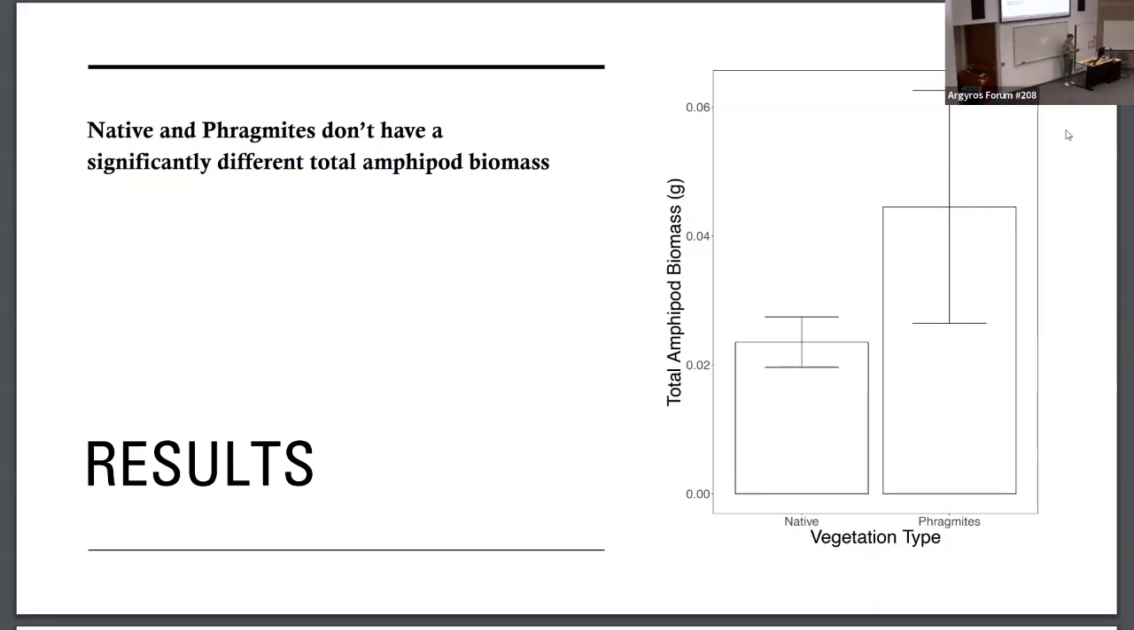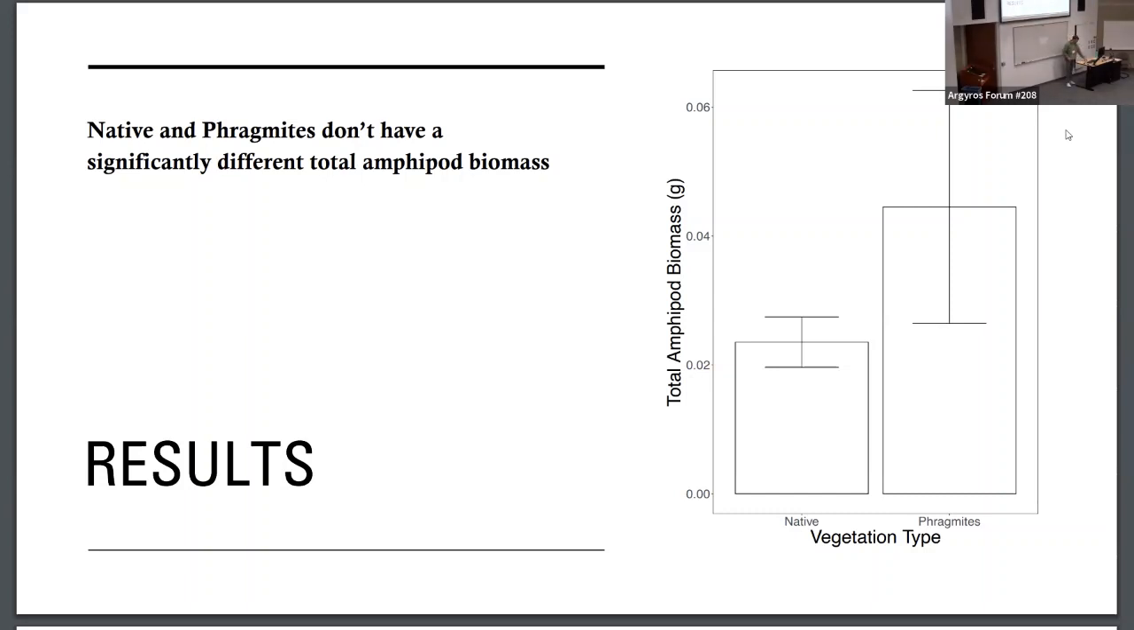But there is somewhat of a trend, as you can see. I think I also only looked at the month of March, but the whole spawning season is March through June. So if we had more data, then that could probably strengthen this relationship. But still, regardless, there's no significant difference between the total amphipod biomass.